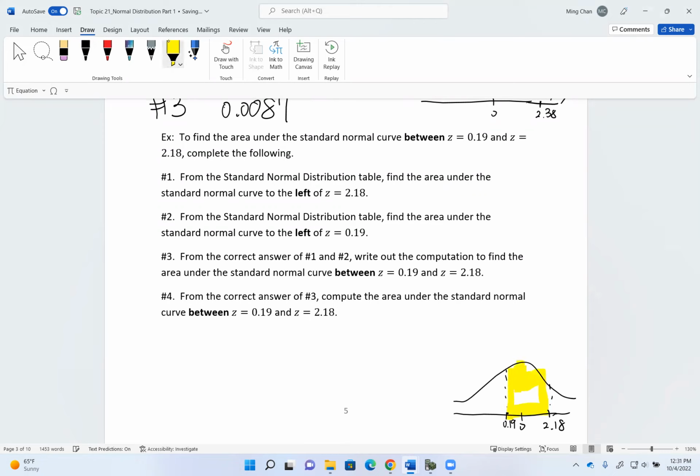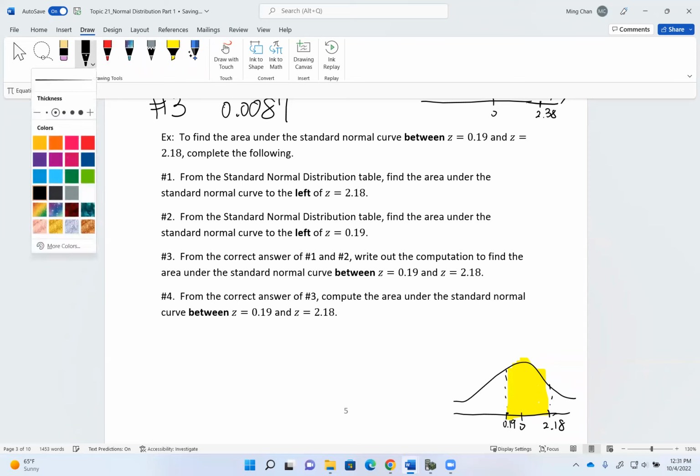So the idea here is this. 2.18 is a bigger z-score, therefore the area to the left is bigger. So we're going to find the area to the left of 2.18, find the area to the left of 0.19, and subtract the two. That will give me what's in the middle, what I'm looking for.